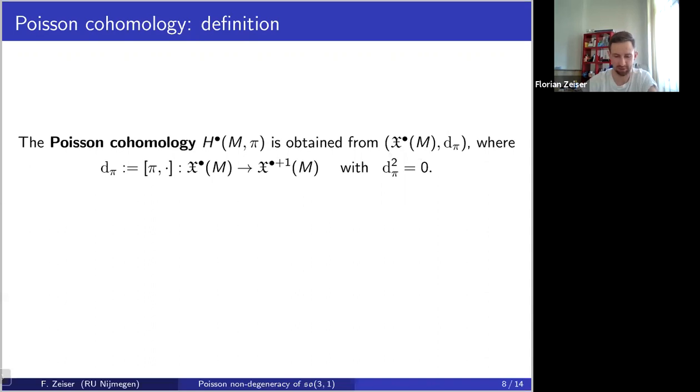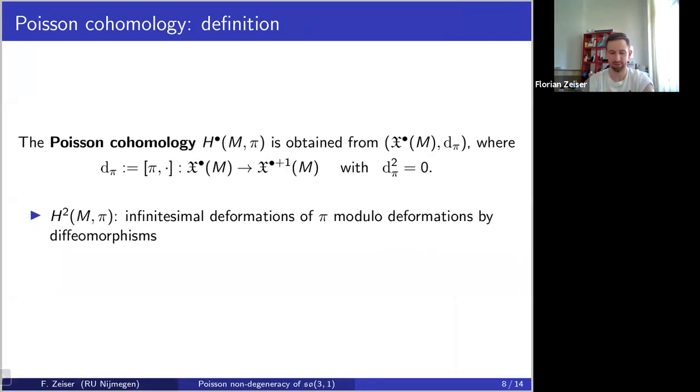As mentioned in the idea of the proof, a special interest is the second Poisson cohomology. Why is that the case?